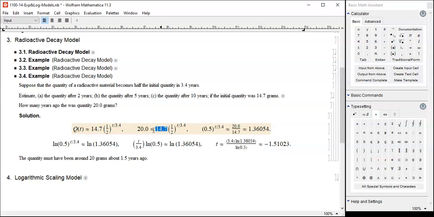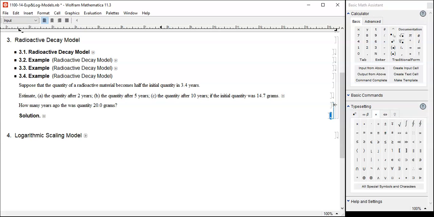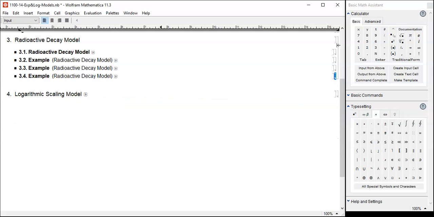So divide by this 14.7, and then we get this digit. We've isolated this exponential, so we can take the log. If you do that, the power comes out as coefficient like this, and dividing everything else, you're going to get a t value like this. It's about negative 1.5, so about 1.5 years ago, it must have been about 20 grams.